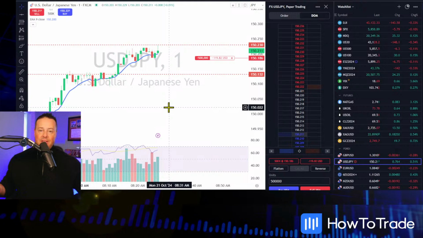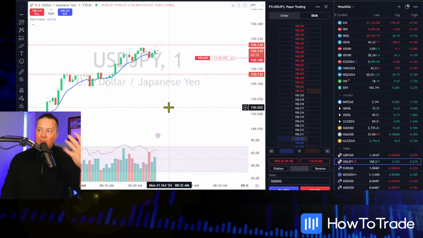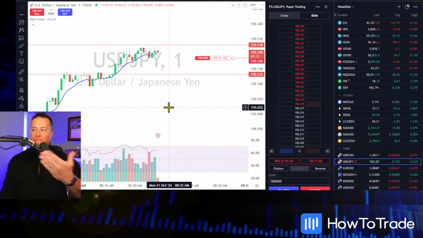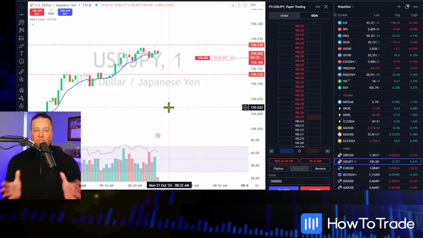We're playing really tight, though. I mean, this is really tight. 150.23 is our stop out. We sold 150.18s, and we're looking for 150.13s. So this trade is very, very tight.